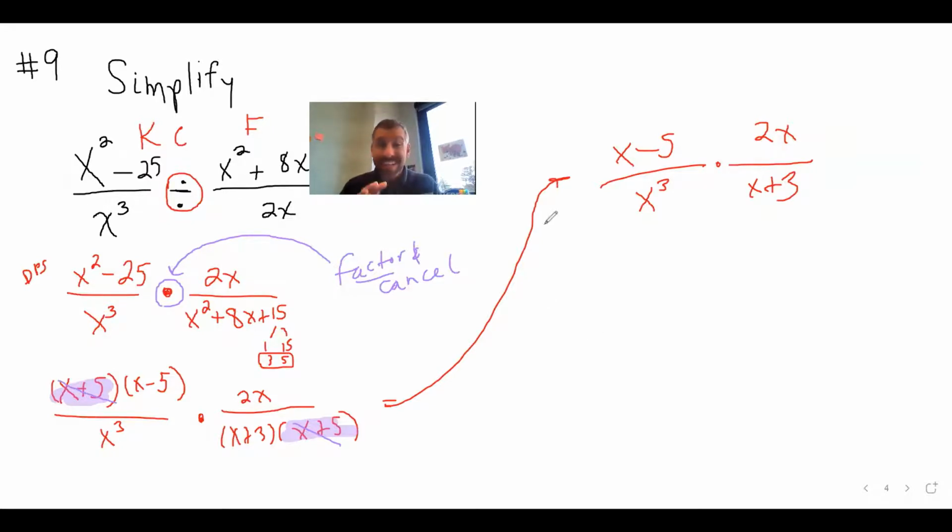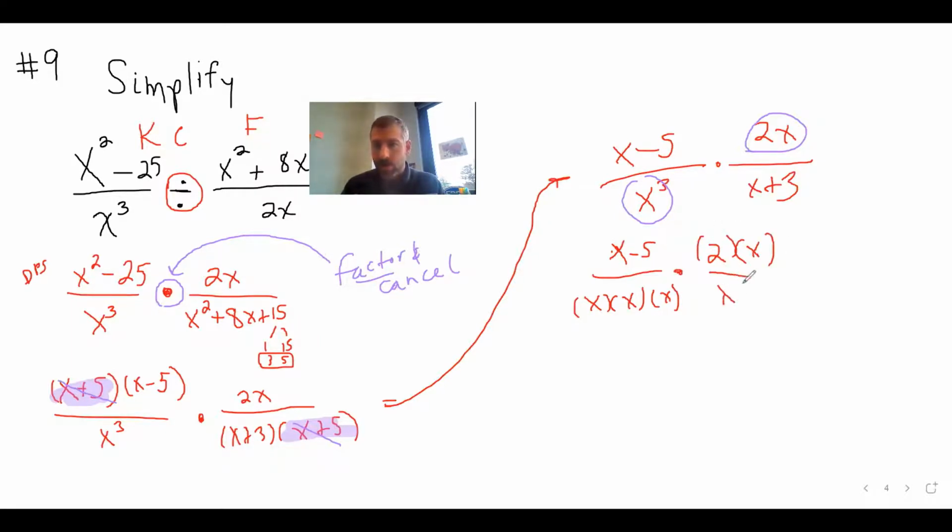Let's see. Are there any times signs in between things? Well, actually, this is all multiplication. And this is all multiplication. And so I got 2 times x and x times x times x. If I wanted to be very, very methodical here, here's how I can write this. X minus 5 over x times x times x. Yes, I'm being extremely extra, as the kids would say, over x plus 3.